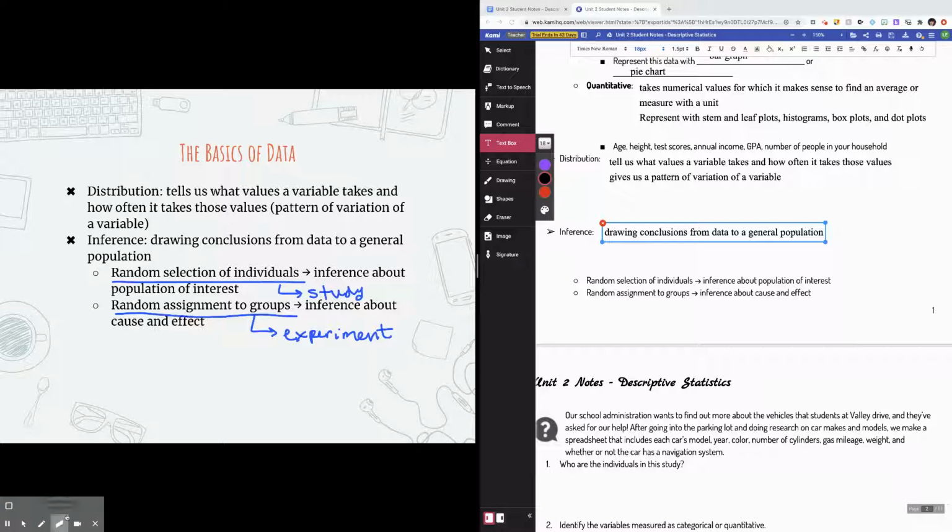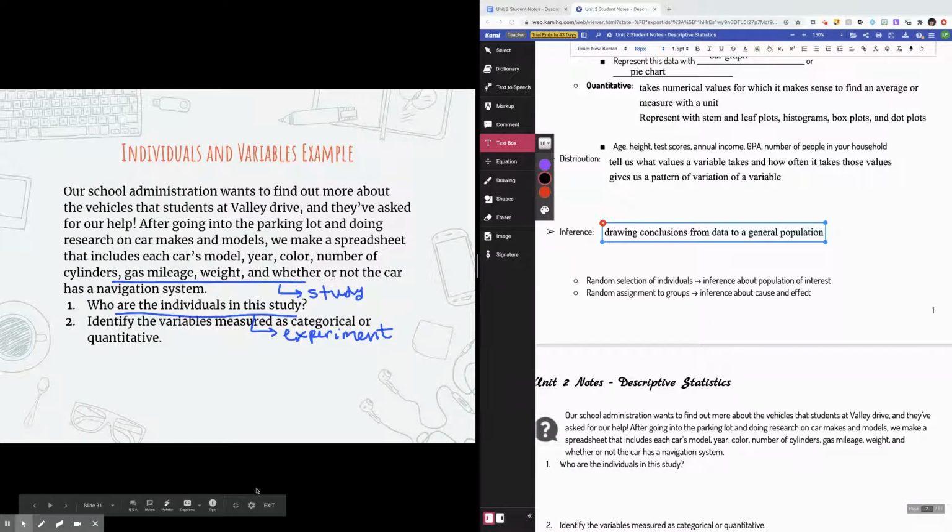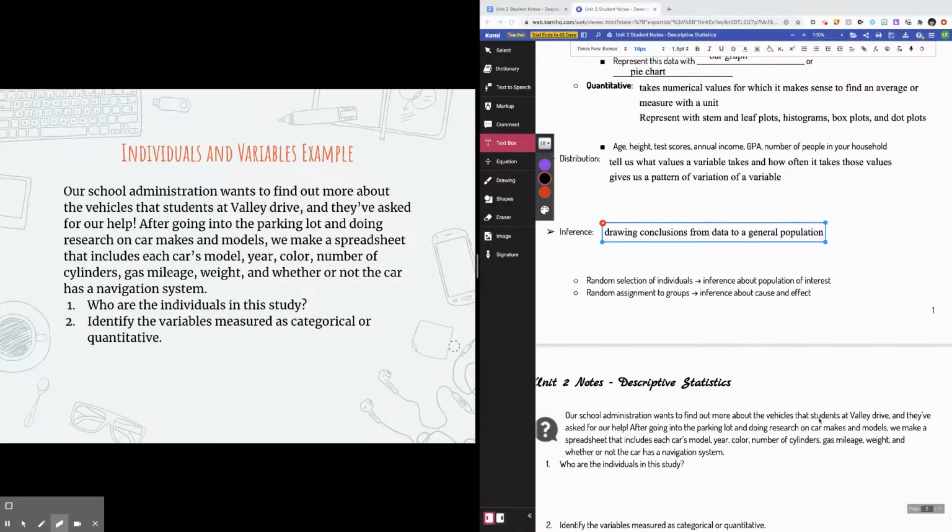So let me erase this here. And I think I have one more on this side. Yes, I do. All right. So let's do an example here. Let me erase this. Okay.